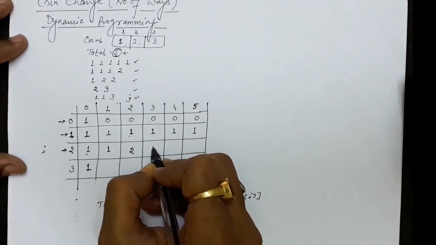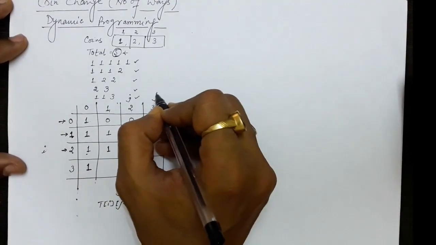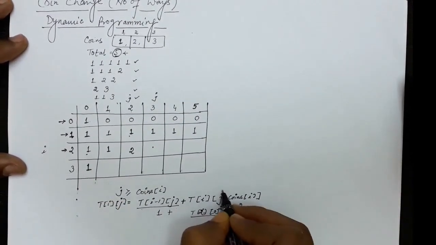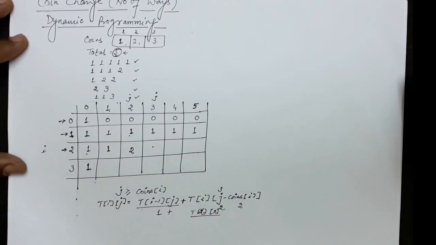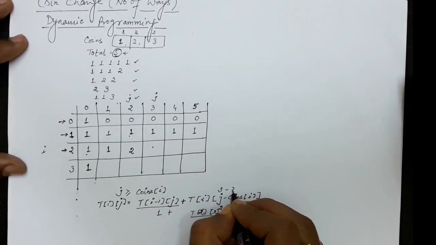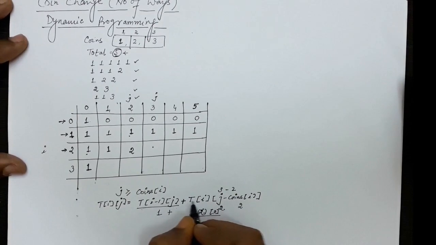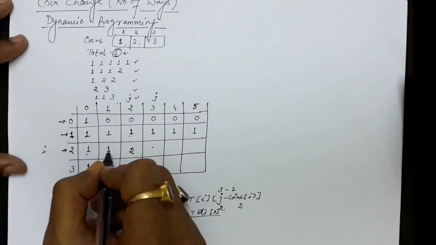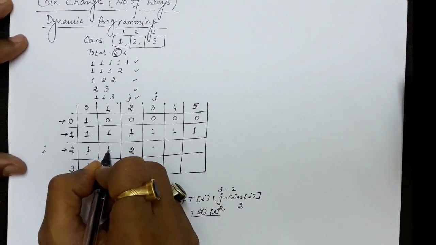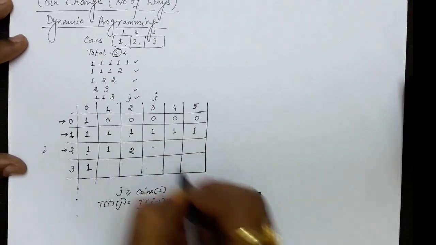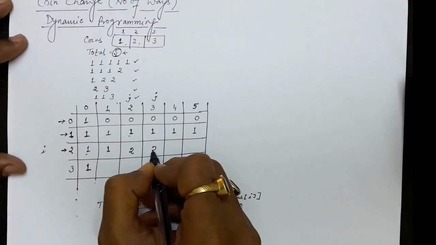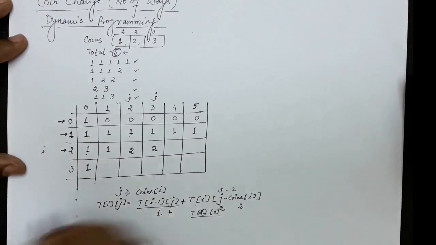Similarly, if I have to find this entry, J has changed to 3. Rest of the things remain the same. So this J is going to change. This is 3 minus 2. So I am referring to the entry T2 1. Okay. Now T2 1 entry is 1. T1 3 entry is 1. So this is 1 and this is 1. So there are 2 ways by which it can be generated.